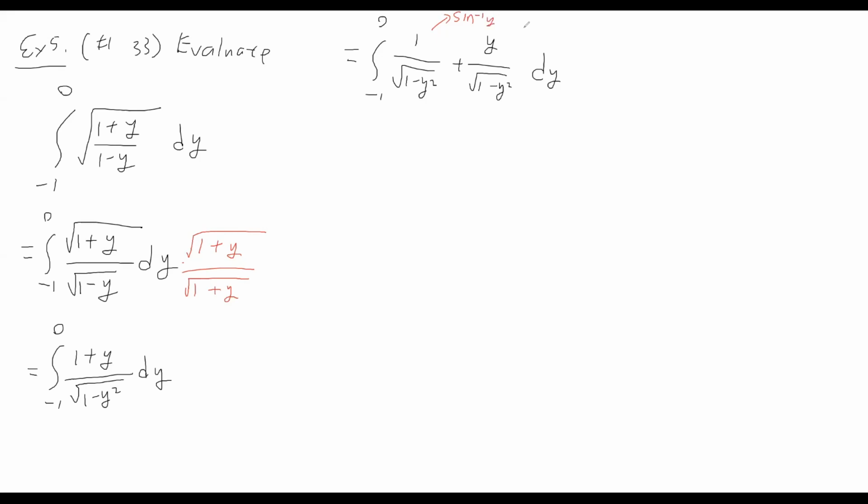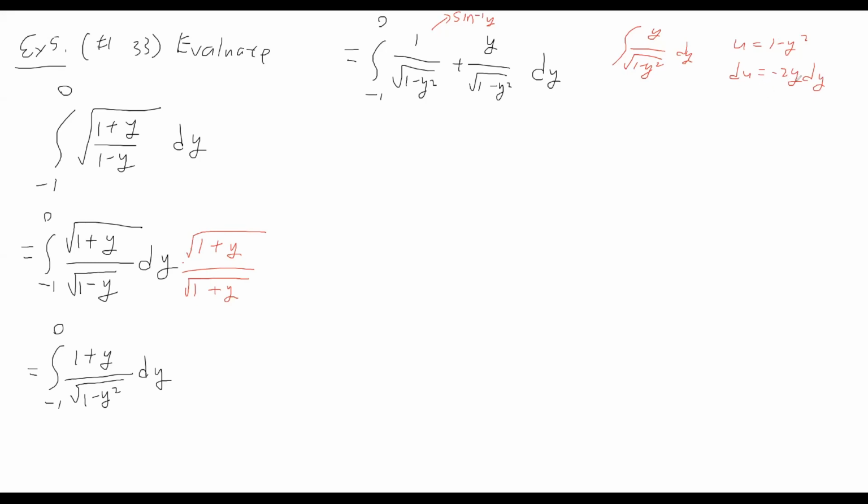Okay, and then we need to worry about this next one, right? So let's work it out on this side. The integral of y over the square root of 1 minus y squared dy. And now this looks nice. We can just perform u substitution. So u is 1 minus y squared, du is minus 2y dy.